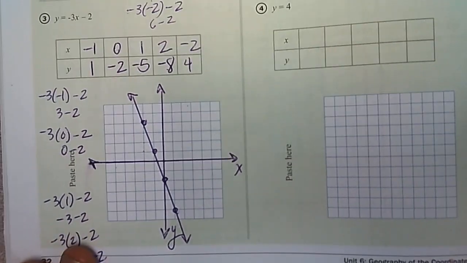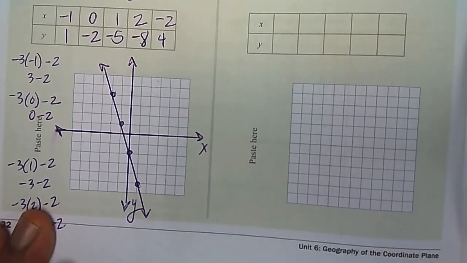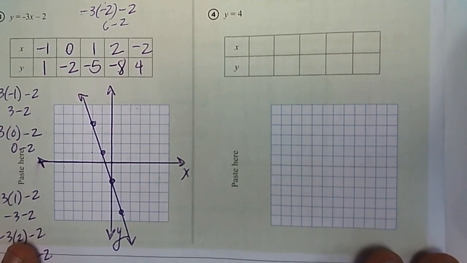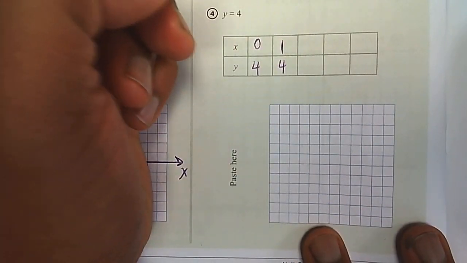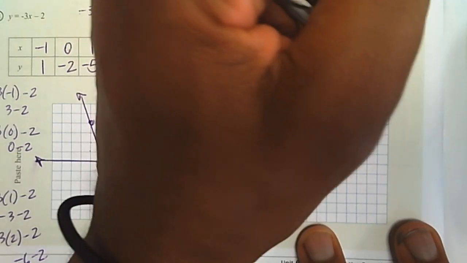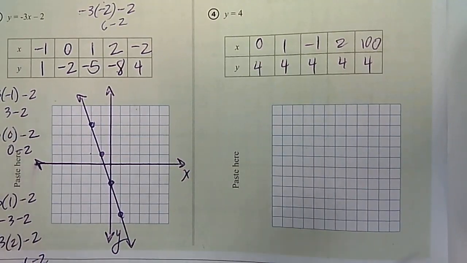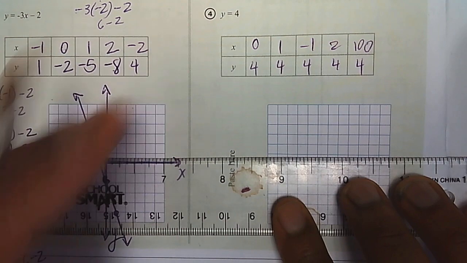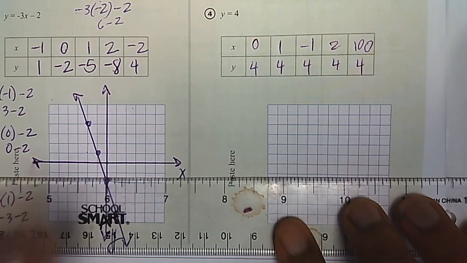Alright, last but not least, we got 4. And it says y equals 4. Okay. So if y is 4, I like to use 0, so it doesn't matter. Y is 4, it could be positive 1. Y is 4, it could be negative 1. No matter what happens, my y is always going to be 4. Doesn't matter what x is. It's just a fact. It's stated as a constant.